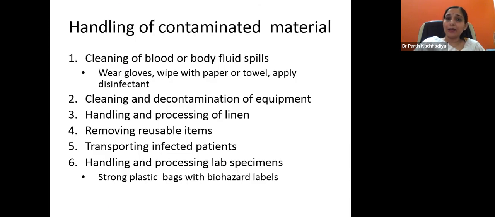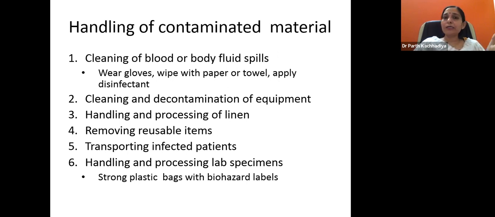Then comes how to handle the contaminated material. The same thing which I had shown in the earlier slide. It is the same: cleaning of body fluid spills, wear gloves, wipe with paper or towel, apply disinfectant, cleaning and decontamination of the equipment, handling and processing of the linen, removing of reusable items, transporting infected patients, handling and processing lab specimens. That is, strong plastic bags with biohazard labels have to be used.